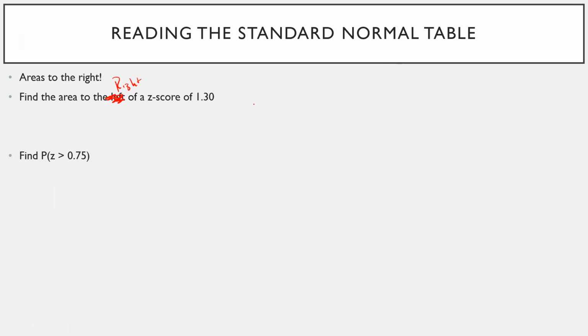Okay, so the way you're going to do this, I always find that the drawing helps. So I'm going to sketch this normal curve. It's centered at 0. And I'm going to go to a z-score of 1.30. So that's to the right because it's a positive number. And I want to find the area to the right. I'm going to shade to the right, just like that.